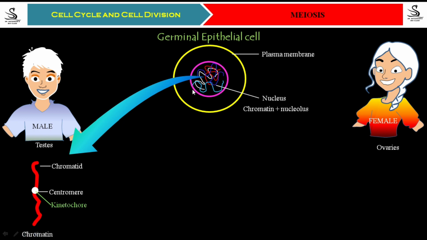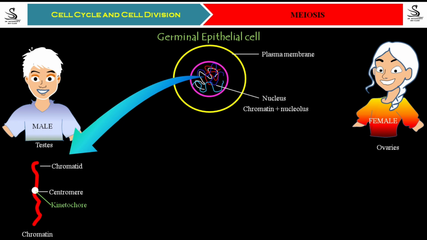So then, how many such chromatins will be found inside the cell? Altogether 46 such chromatins are there. It means we usually say that 46 chromosomes are there. Chromosomes are present in the form of chromatin in this particular cell stage.